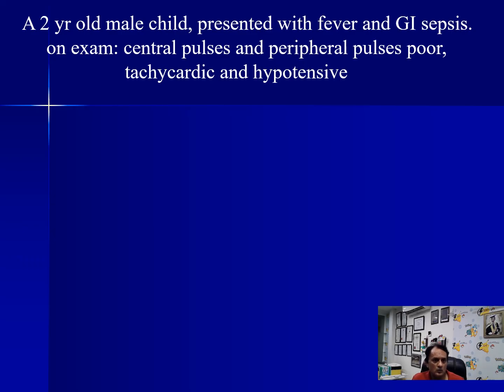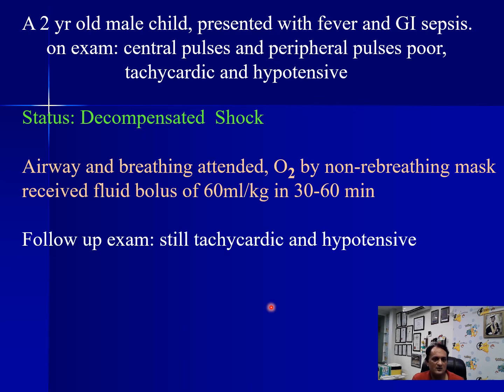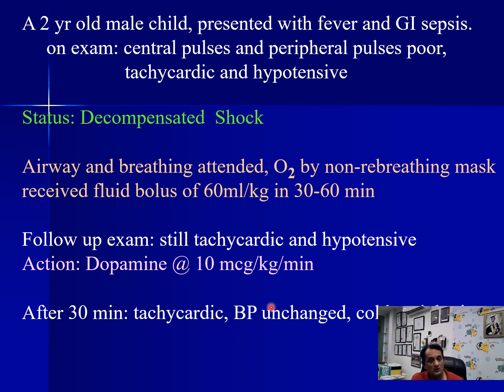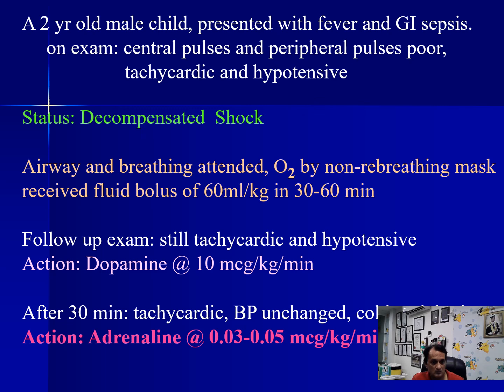So we have a 2-year-old male child presented with fever and GI sepsis. On exam, central pulses and peripheral pulses poor, tachycardia and hypotensive. So we have made the diagnosis of decompensated shock, airway and breathing attended, oxygen by a non-rebreathing mask, and baby has received fluids. Follow exam still tachycardic and hypotensive. So you start with dopamine around 10, and after 30 minutes still tachycardic and blood pressure unchanged and cold periphery. So what will be your next choice? So you can start with adrenaline.